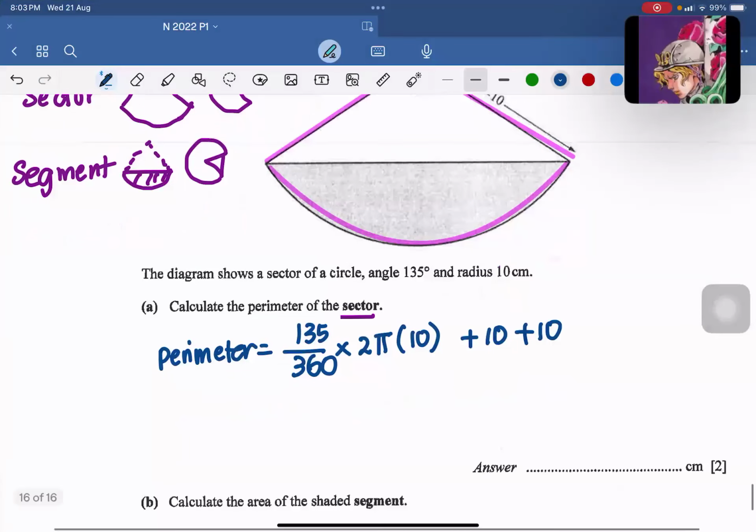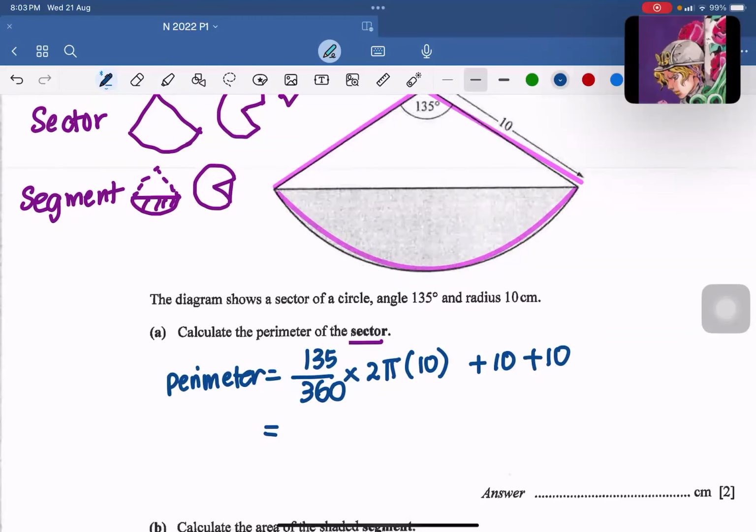Okay, so let us calculate this number. The question did not say in terms of pi, so we need to calculate out the full answer. Times 2 times pi times 10, I get 23.5619449 plus the radius to give me 43.562. This is an arc length, so it's a length in cm. So I round it off to 3 sig fig: 1, 2, 3, round up. 43.6 cm.